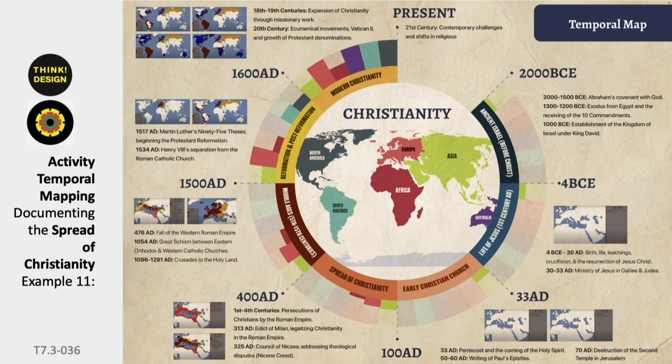This is a temporal map documenting the spread of Christianity right from 2000 BC to the present times, and the major phases of this have been mentioned over there, and you can see the countries are color coded. It's done in a circular dimension, and you can see that the spread of the religion is shown as graphs around this circular visualization. Okay, so at one glance you can kind of make out the spread of Christianity through the ages.